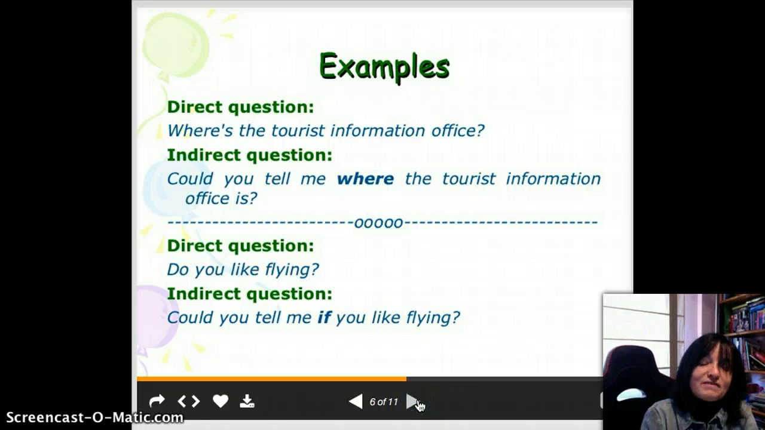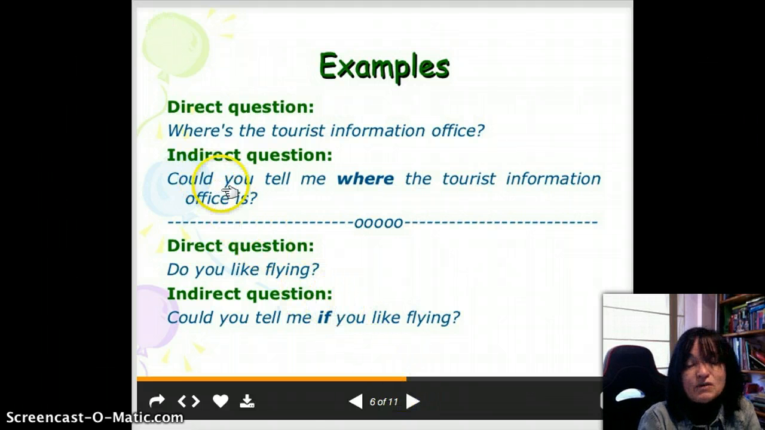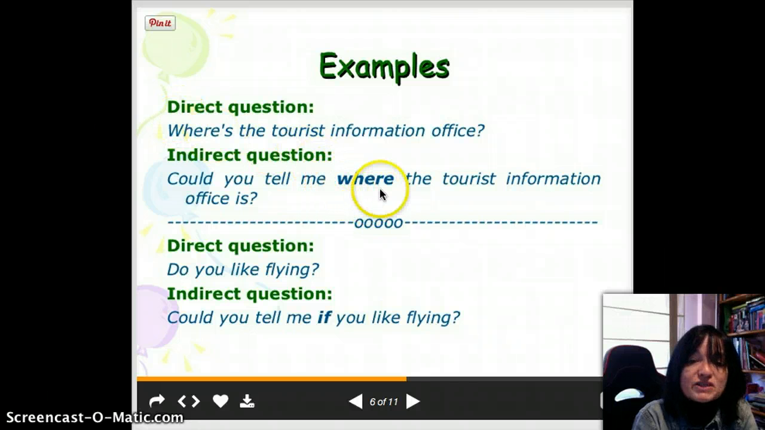So now you can have several examples on the use of indirect questions with a question such as, where's the tourist information office? You have, could you tell me? I mean, the introductory phrase. You use the question word, where, and then subject and verb. The tourist information office is.